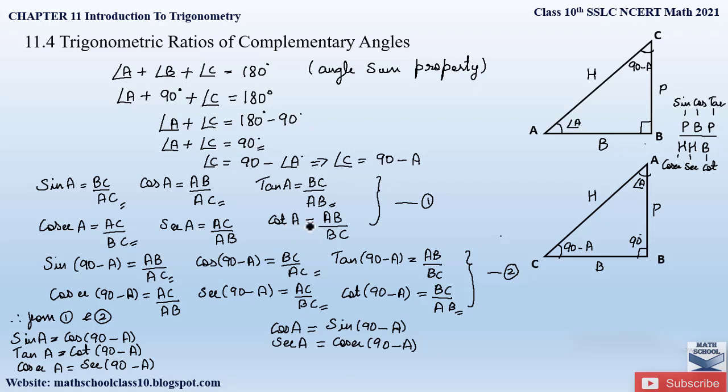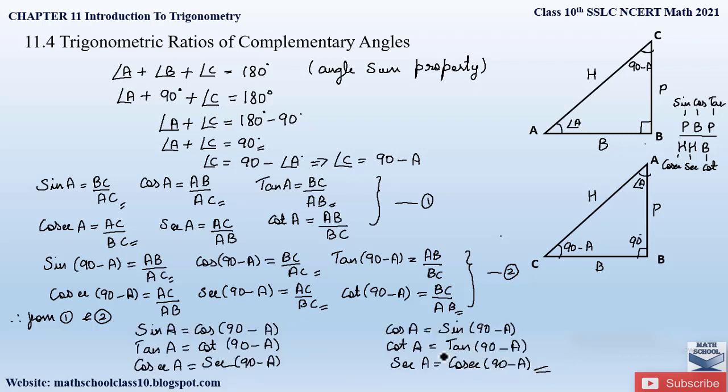Similarly, when you compare the last trigonometric function, that is cot A is equal to AB by BC in the first equation, and in the second equation tan 90 minus A is equal to AB by BC. So therefore again we can write cot A is equal to tan 90 minus A. So this is the way how we determine the complementary angles for the trigonometric ratios. So these are the 6 complementary angles for the trigonometric ratios which you have to remember to solve our exercise 11.3. So this is how we obtain the trigonometric ratios of complementary angles.